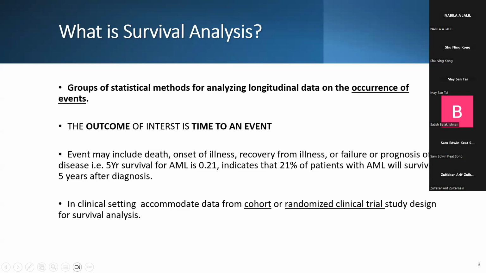When we talk about disease, you want to know with this treatment or without treatment, what is the survival? For example, for some lymphoma disease, the 5-year survival is 0.21, which means 21%. So in the clinical setting, we use this survival analysis for cohort studies or randomized clinical trials.